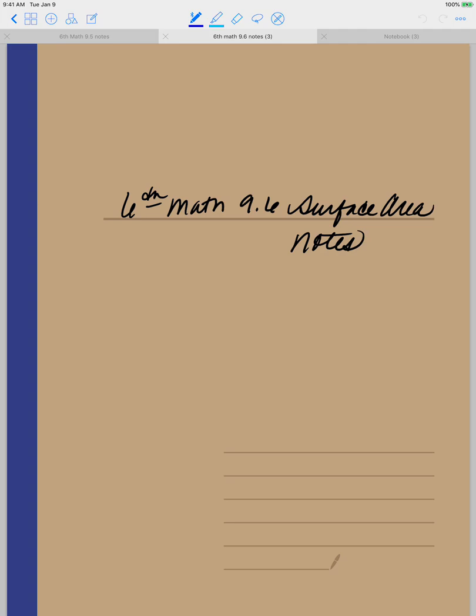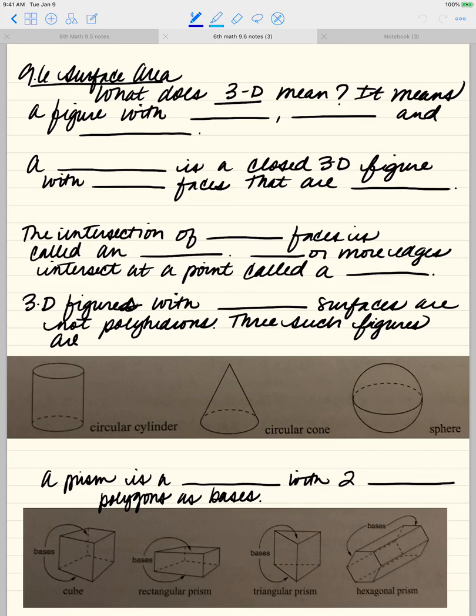We're going to move on to 9.6 in our chapter 9 right now. We're going to be talking about surface area. So we hear a lot the term three-dimensional or 3D, and it might be one of those terms that we hear a lot and we are familiar with, but we don't know exactly what it means. 3D actually means that we're talking about a figure that has length, width, and height.